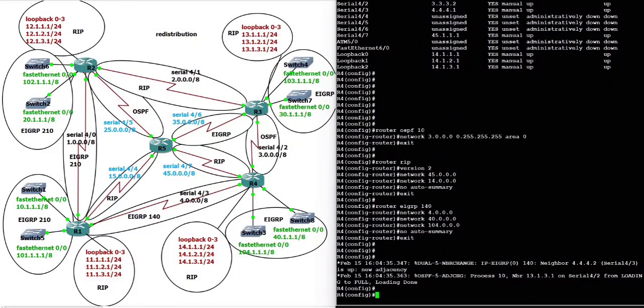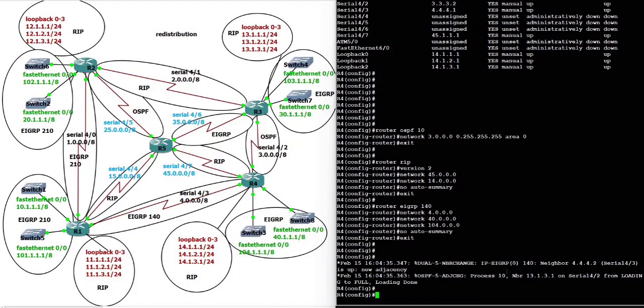See, the OSPF 3 dot network, the serial interface, RIP 45 network and 14 dot network. 45 is connected with router 5 serial 4/7. 14 dot network, these loopback addresses, EIGRP 140. The 4 dot network is connected with router 1, the serial interface 4/3. 40 dot network and 104 network is our FastEthernet network connected with switches.